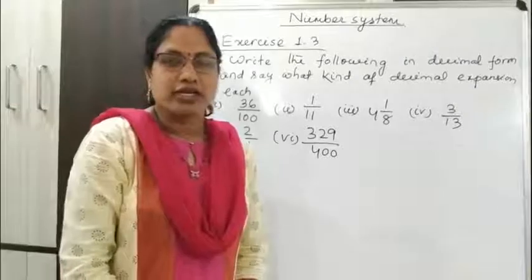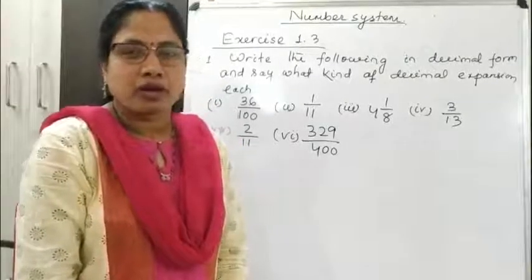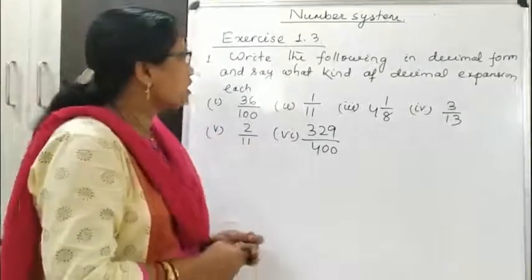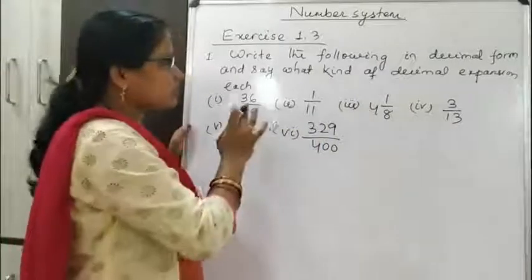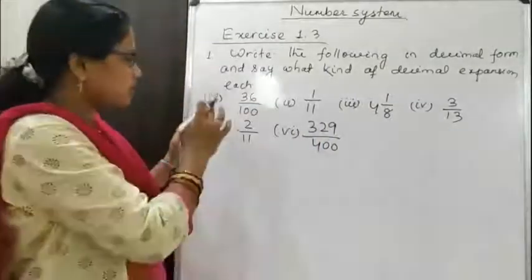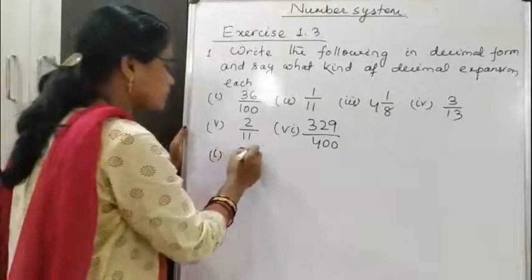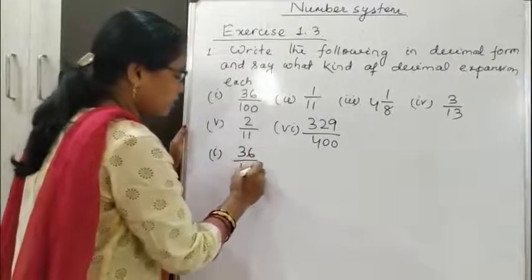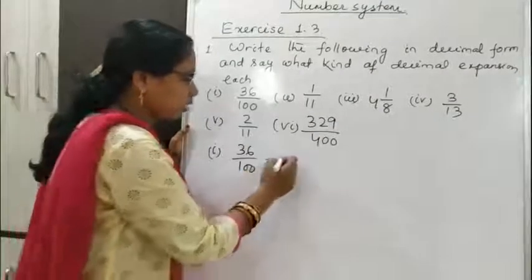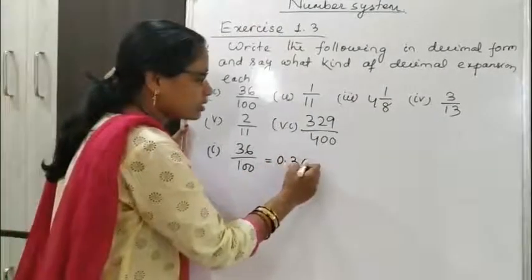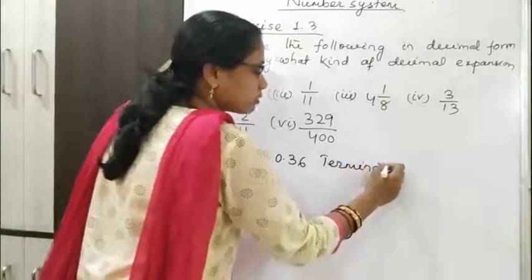Dear students, let us discuss exercise 1.3 of the first chapter, Number System. So the question is, write the following in decimal form and say what kind of decimal expansion it is. So the first one is 36 by 100. We know that the decimal expansion of 36 by 100 is 0.36. So this is a terminating decimal expansion.